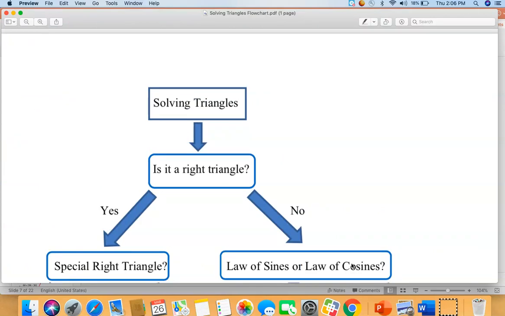The homework that I'm going to give you for this lesson is a mix of law of sines, law of cosines, solving triangles, and all that jazz. So I hope this helps. I will do a video on the examples, giving you some practice problems here. I'll post that as well. Thank you.